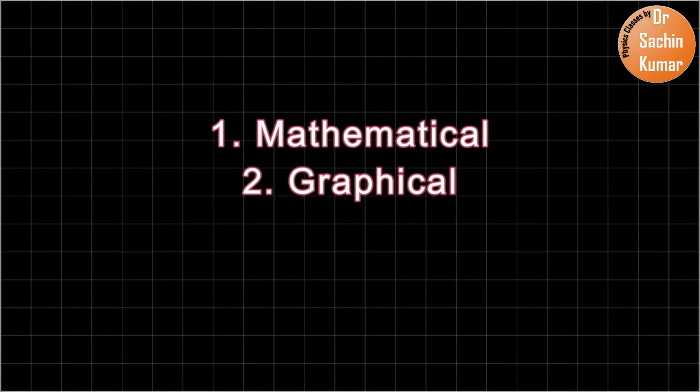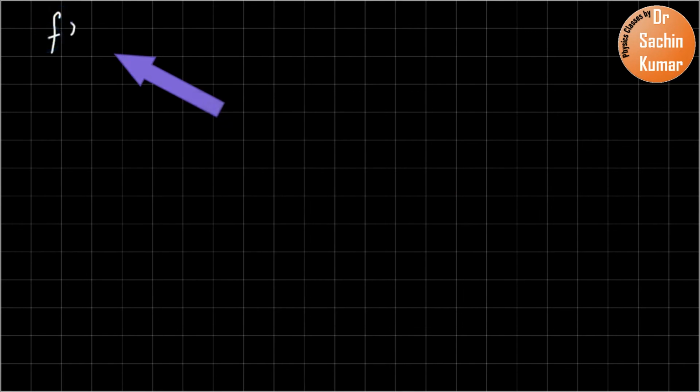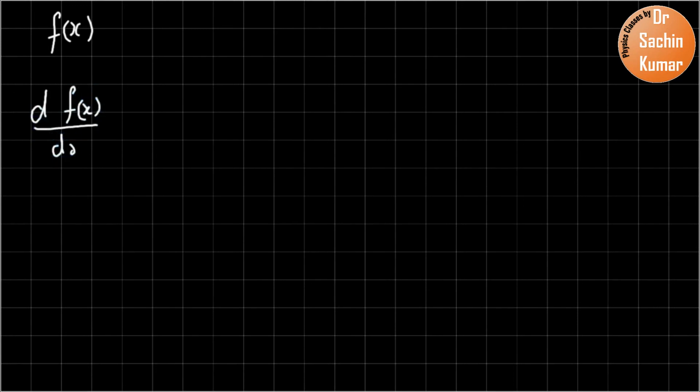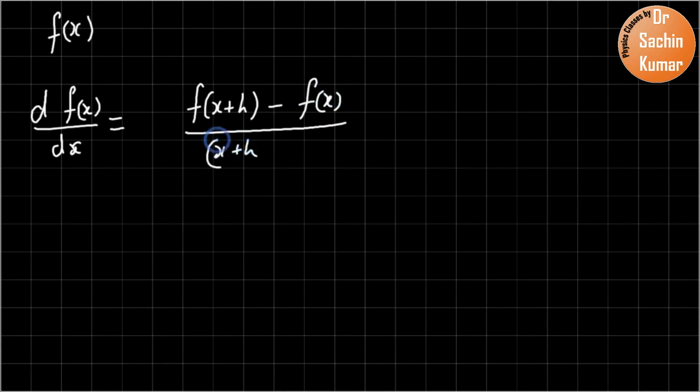In the beginning, let us consider we have a function of a variable x. And now what does it mean if I take differentiation of this function with respect to x? According to mathematics, this means that if I take f(x plus h) minus f(x), divided by (x plus h) minus x. This is the basic definition of differentiation of a function.